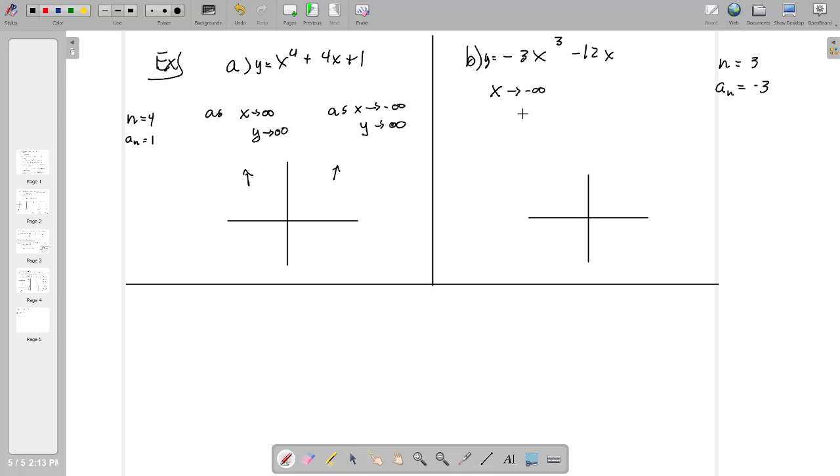Okay, now as x goes to negative infinity, that means these negative numbers are going to be multiplied by themselves 3 times, which will be a negative value. But we're also multiplying by a negative 3 because of the leading coefficient, which will mean we'll have a positive value here.